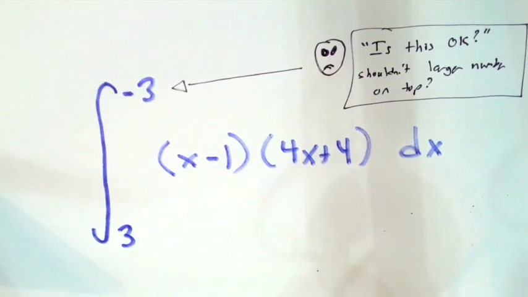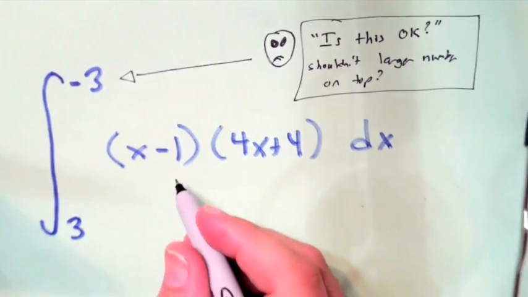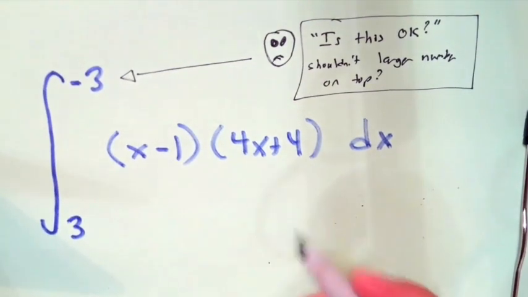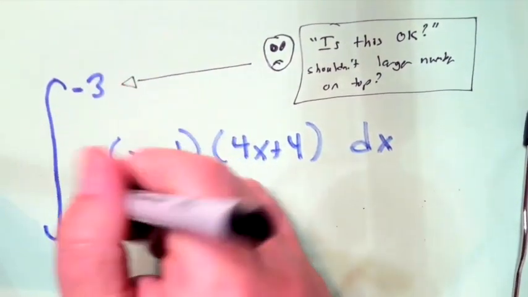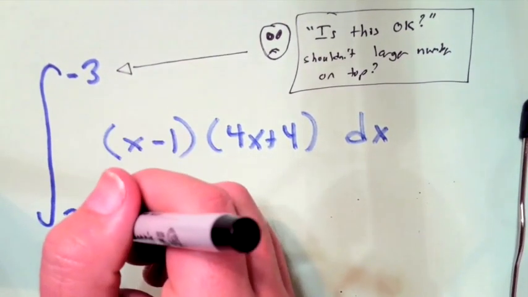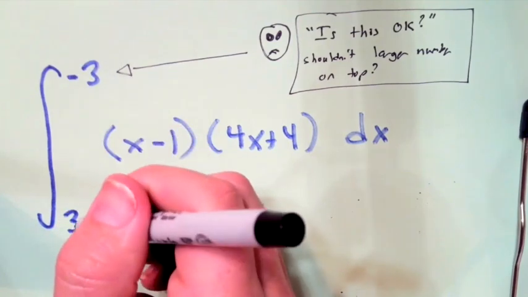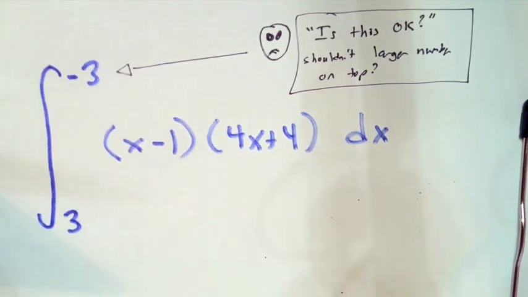Let's look at the definite integral from 3 to negative 3 of the quantity x minus 1 times the quantity 4x plus 4. We see something is different here. In our previous questions, we had the larger number on top and the smaller number on bottom. And in this case, we have a smaller number on top and a larger number on bottom. And that's okay. We can just go forward with it as is.